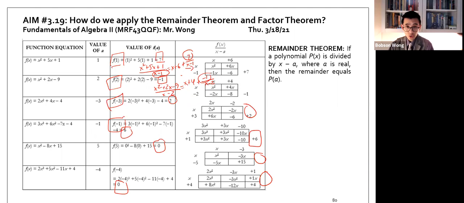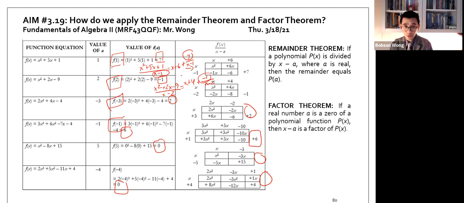And the last two rows illustrate what we call the factor theorem, which says that if we take a real number, a, that's a 0 of a polynomial function, and remember, a 0 of a function means that if a is a 0, that means that p of a equals 0, then x minus a is a factor of p of x. So basically, if a real number a is a 0, that will give us a 0 remainder. That tells us that x minus a is a factor.